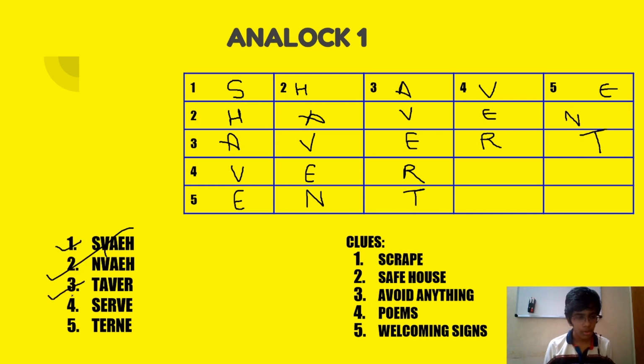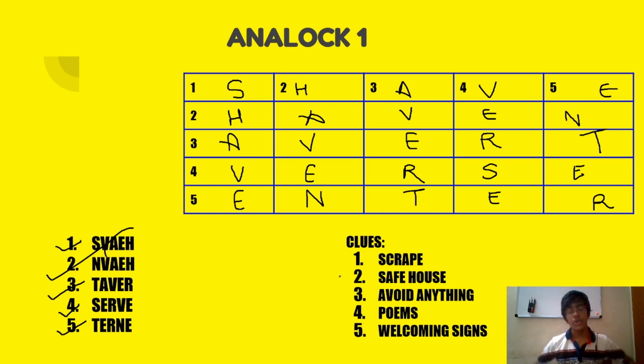Now number 4 is poems. And as you can notice, VER is done. SE, that's the only option there. Verse means poems, poetry. So yep, done. The 5th one is welcoming signs, and obviously R is the only letter left. Enter.